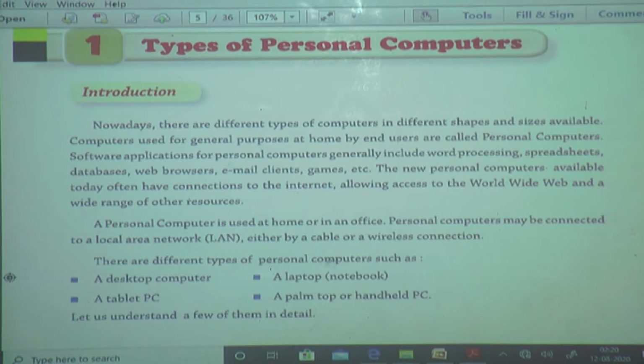There are different types of personal computer. Which are they? Desktop computer, laptop or notebook, tablet PC, and handheld PC. Personal computers are of 4 types. Let us understand a few of them in detail.